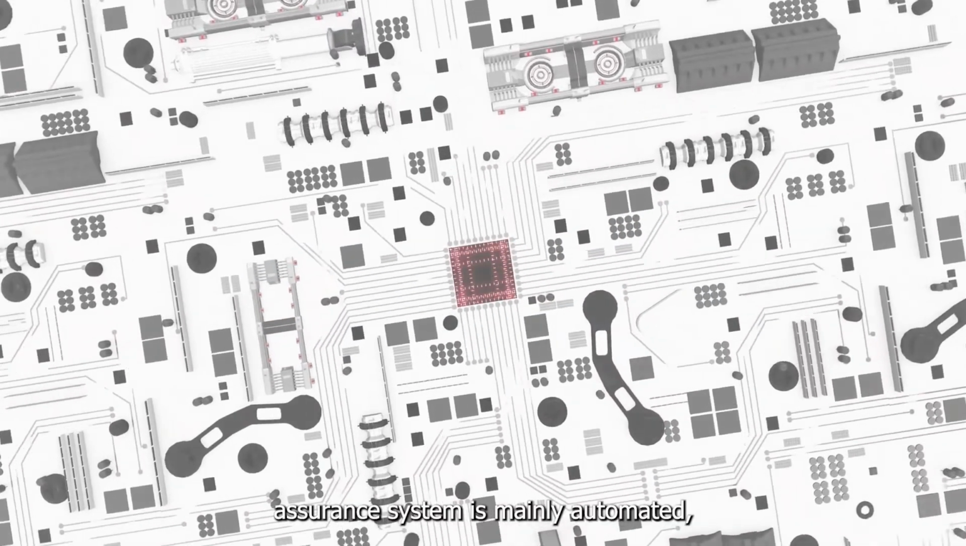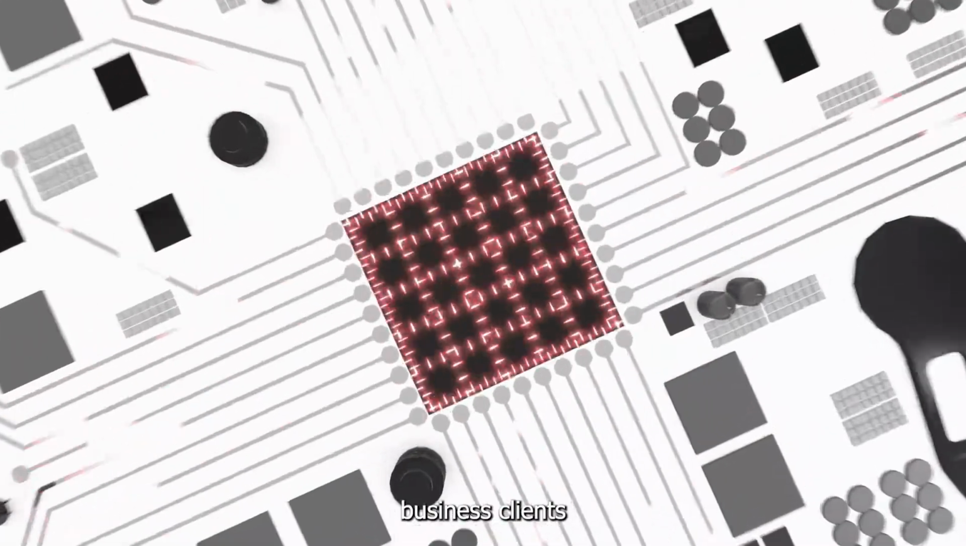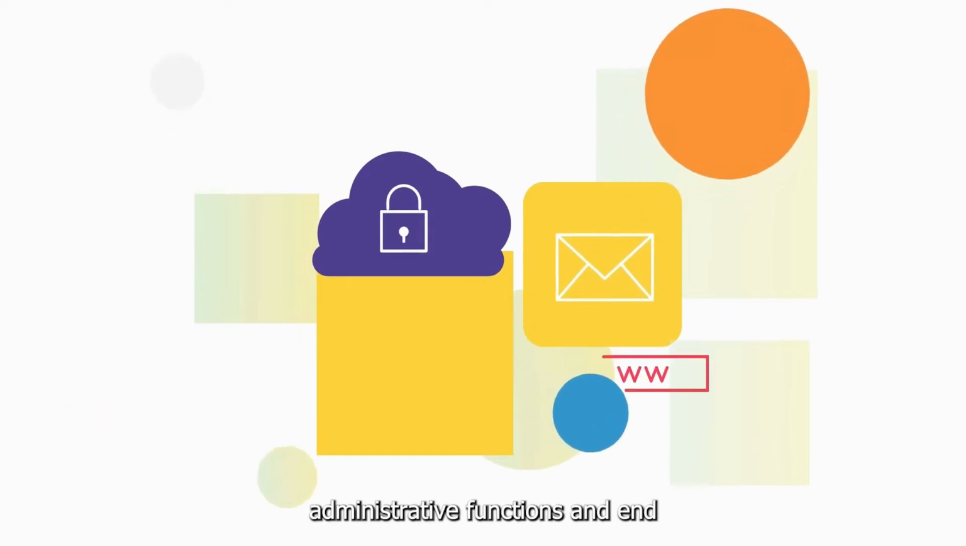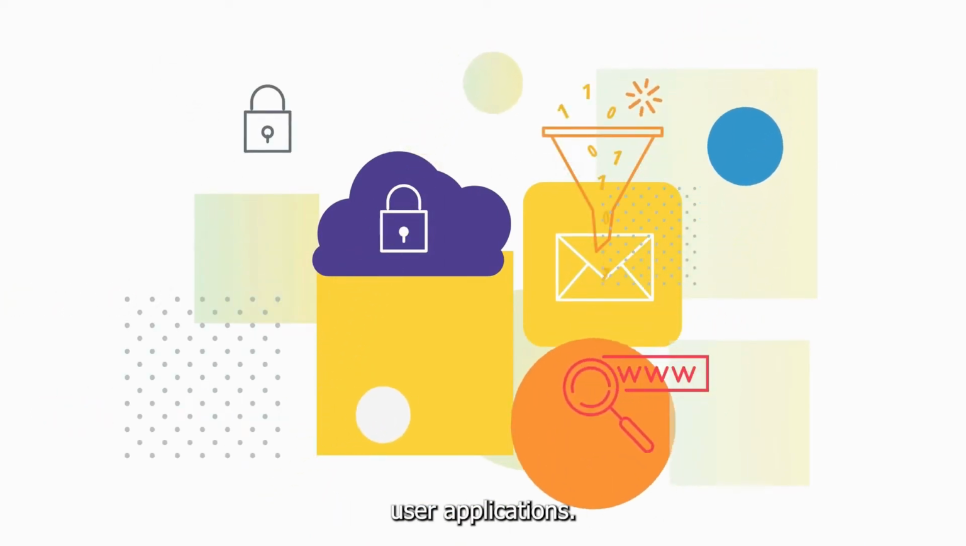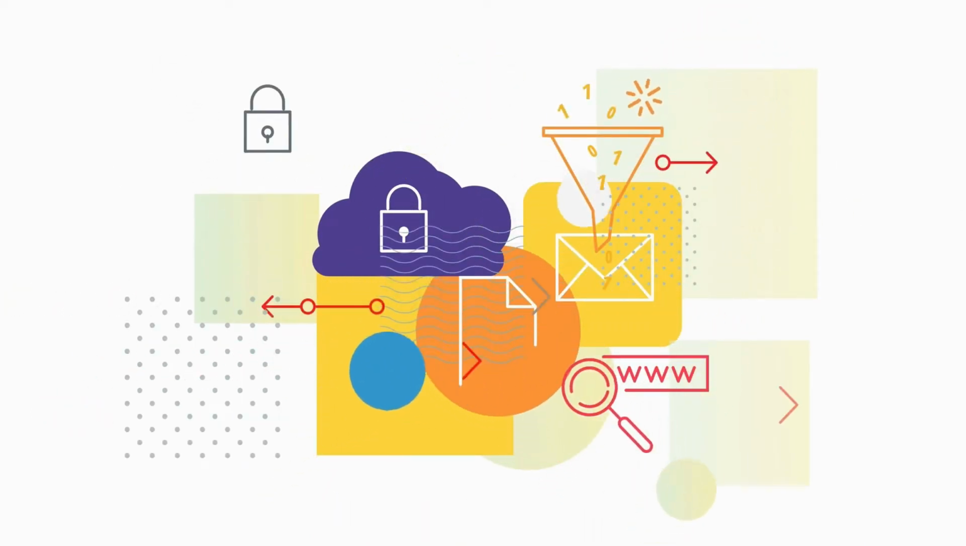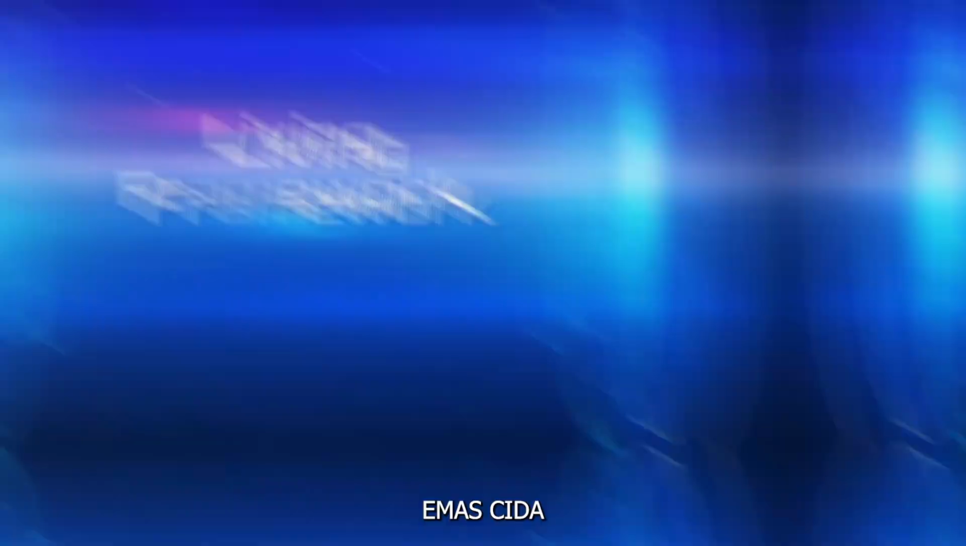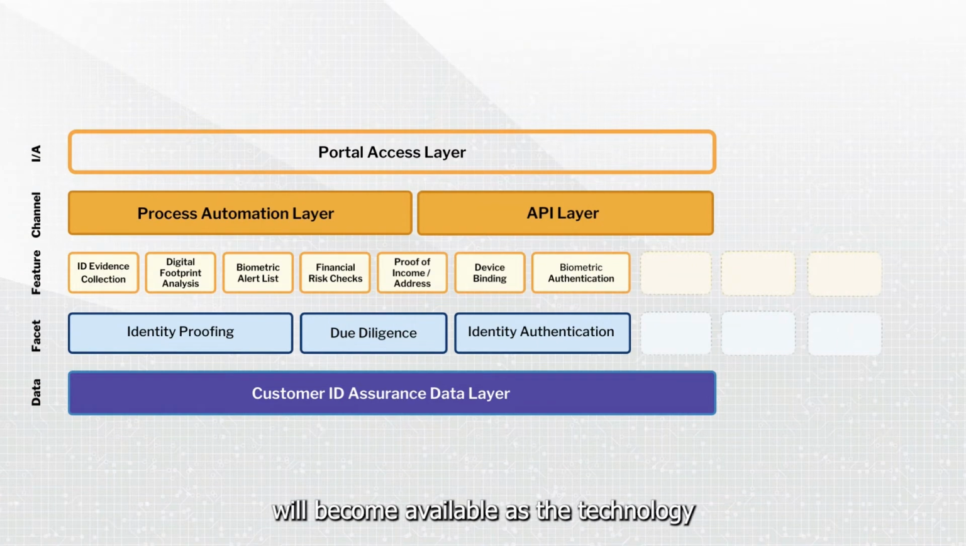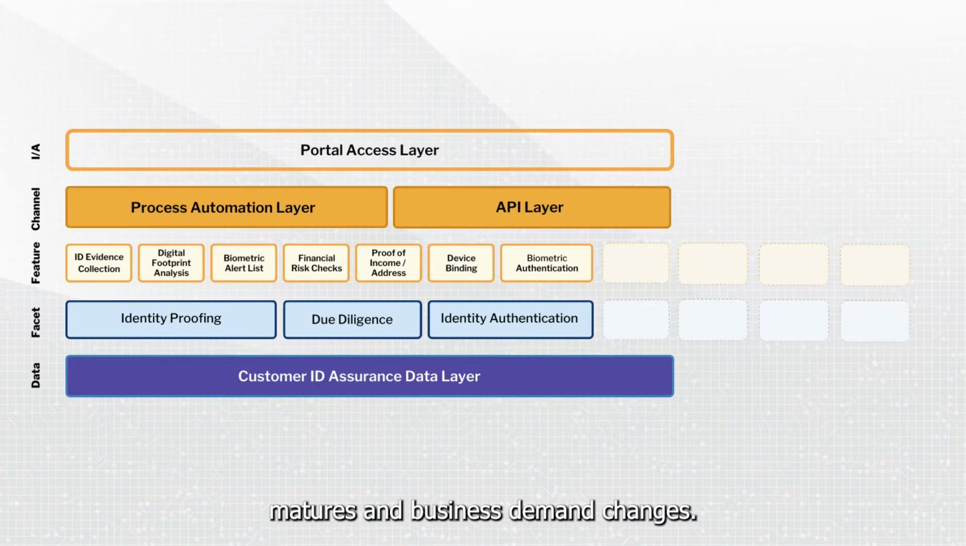Although the ID assurance system is mainly automated, business clients have full control over the process via the portal access layer. The portal enables configurative administrative functions and end-user applications. EMAS CIDA is also a living framework. More facets and features will become available as the technology matures and business demand changes.